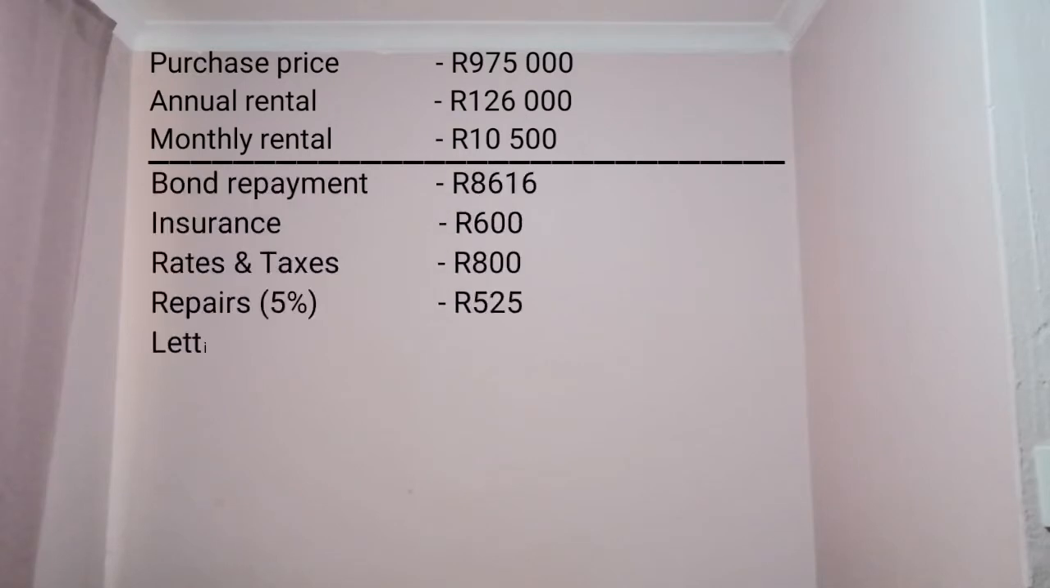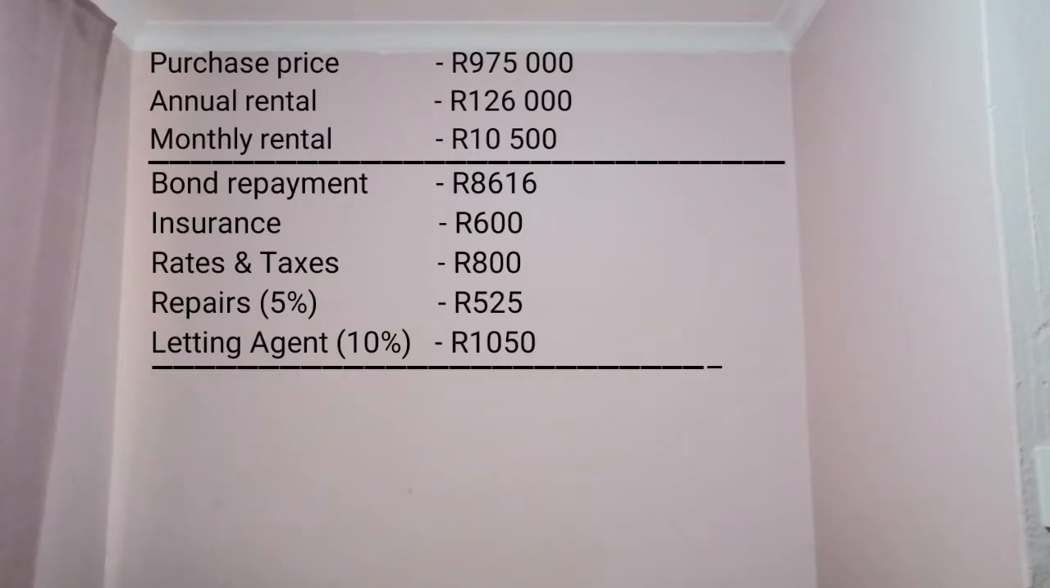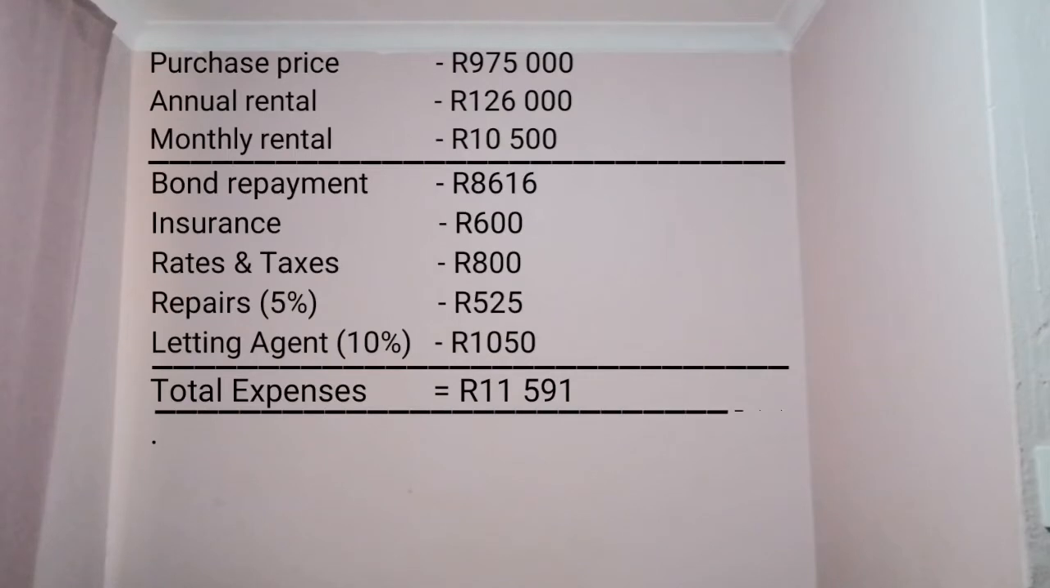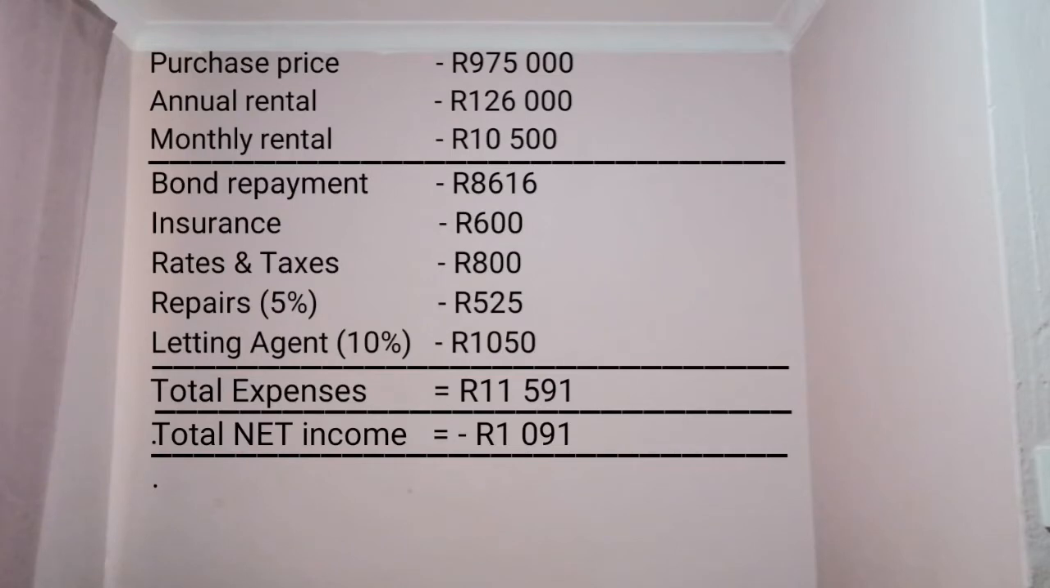It's the bond repayment, the insurance, the rates and taxes, repairs of 5%, letting agent of 10%. Now when you add that together, you are getting total expenses of 11,591 Rand. Now that's a lot of money compared to what you are getting on a monthly basis. Now the total net income is a minus 1,091 Rand. This is money you need to cough out from your pocket on a monthly basis.